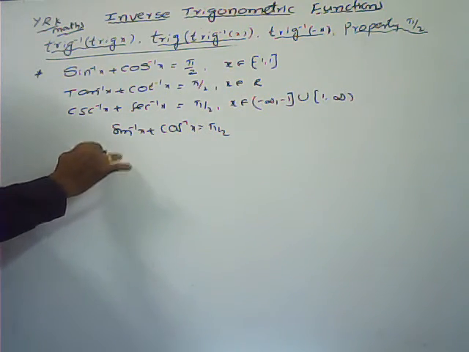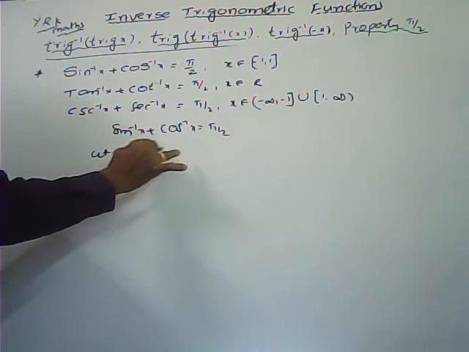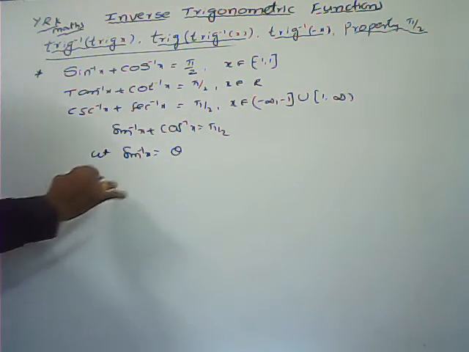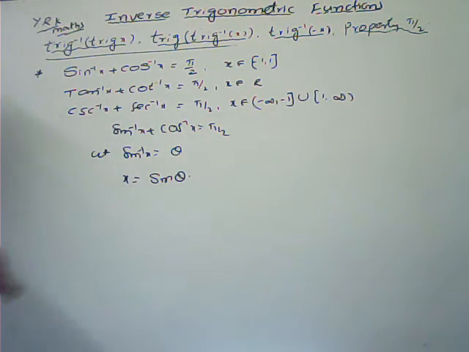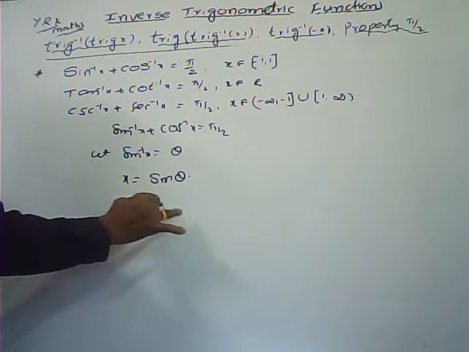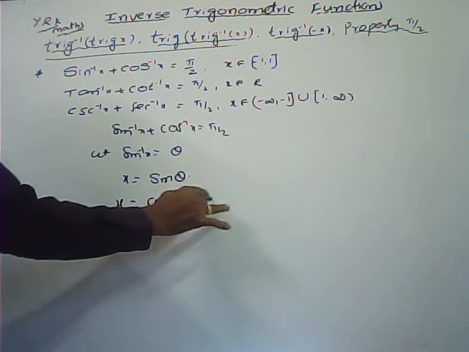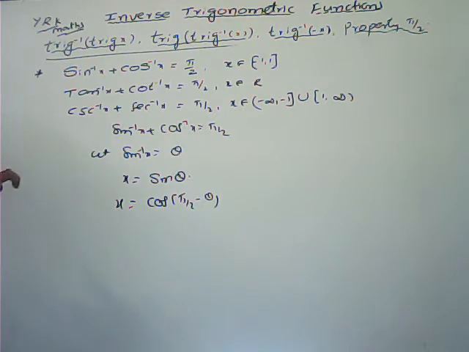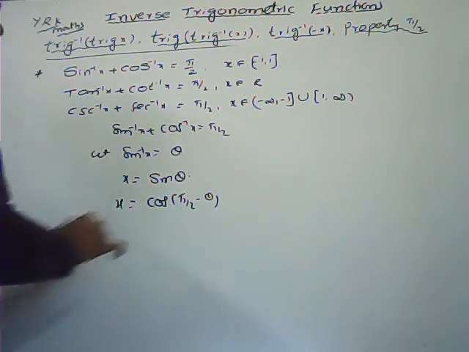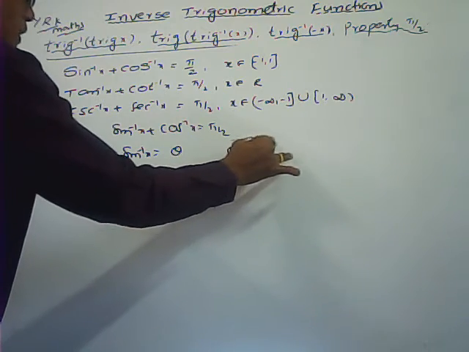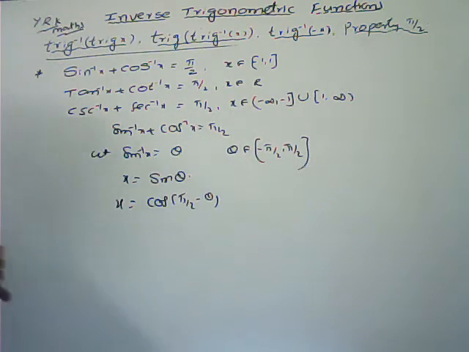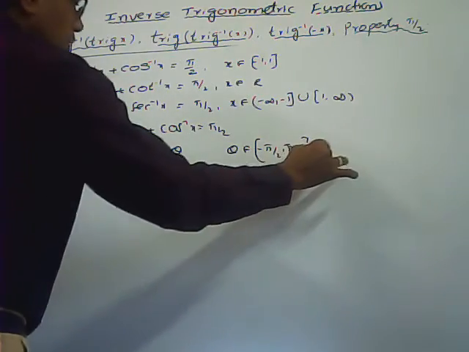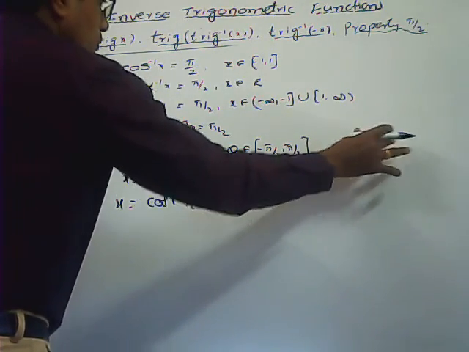Here I am taking, let sin inverse x equal theta. So x equals sin theta, which I can also write as cos of 90 minus theta. Here, whenever we take sin inverse x equals theta, theta belongs to minus pi by 2 to pi by 2. Theta belongs to minus pi by 2 to pi by 2, x equals sin theta, and x belongs to minus 1 to 1.